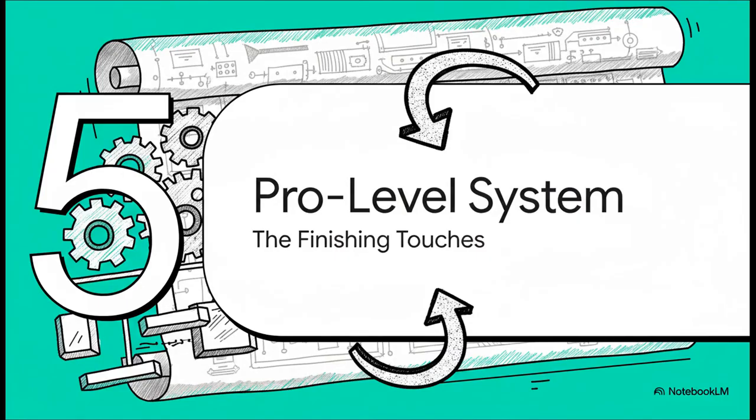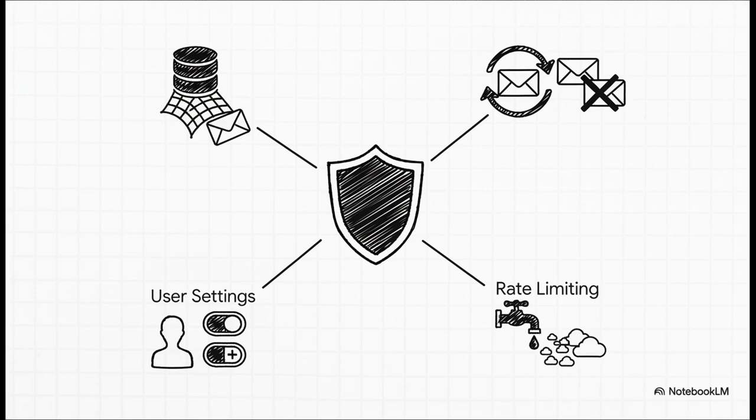But to take this from good to professional grade, we need to add a few more critical features. Because a truly great system thinks about everything that could go wrong. Like, what if a send fails? You need an automatic retry system. What if a user clicks a button twice by accident? You need to prevent sending the same alert twice. And maybe most importantly, you have to be user-friendly. You have to respect their choices.